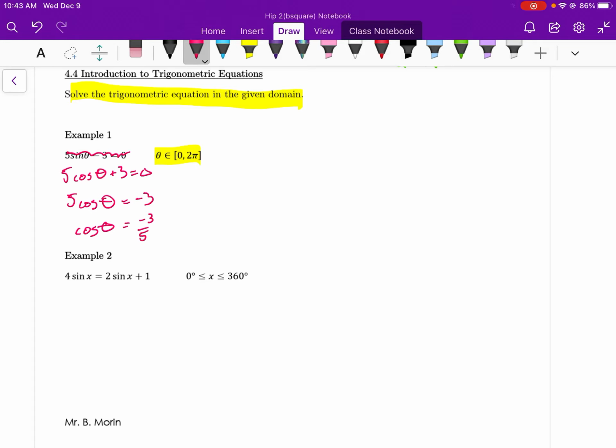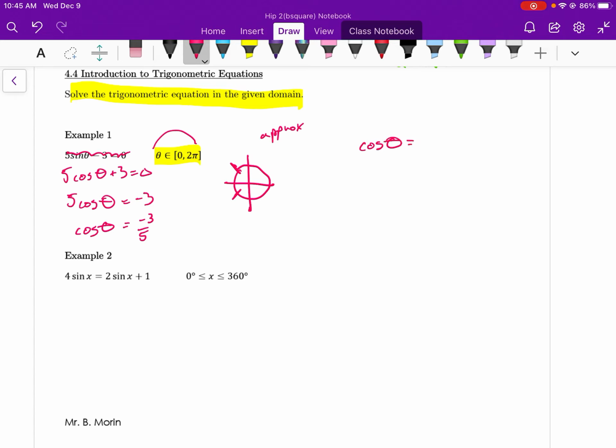So I'm looking for where the cosine of theta is equal to negative 3 over 5 in the domain from 0 to 2 pi. I recognize that cosine is negative in quadrant 2 and quadrant 3. Further, cosine equal to negative 3/5 is not a special angle. So this implies that I'm looking for theta in this interval, and I'm looking for approximate values. So I need to use my calculator.